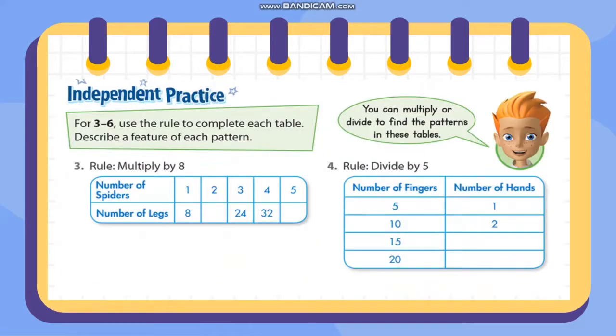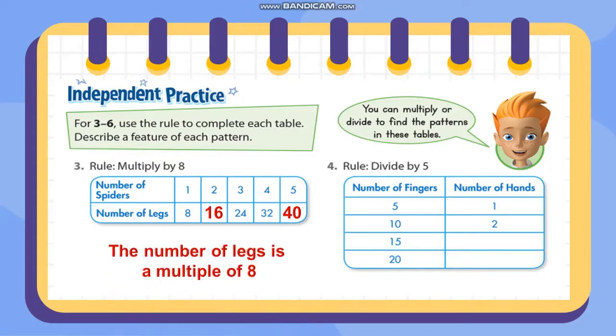How about this one, multiplying by 8? So 1 multiplied by 8 is 8. 2 multiplied by 8 is equivalent to 16. And 3 multiplied by 8 is 24. 4 multiplied by 8 is 32. And 5 multiplied by 8 is equivalent to 40. And to describe the pattern, the number of legs is multiples of 8.